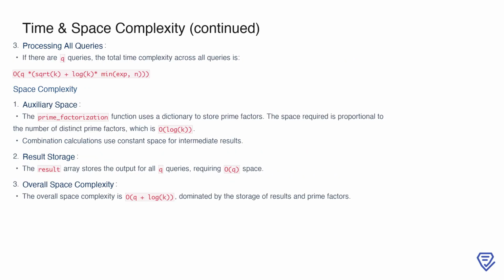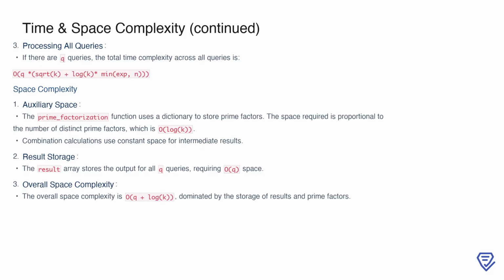Building on the earlier steps, we now consider the total time complexity of processing all queries. If there are q queries, each requiring prime factorization and combination calculations, the overall time complexity across all queries can be expressed as O(q * (sqrt(k) + log k * min(exp, n))).